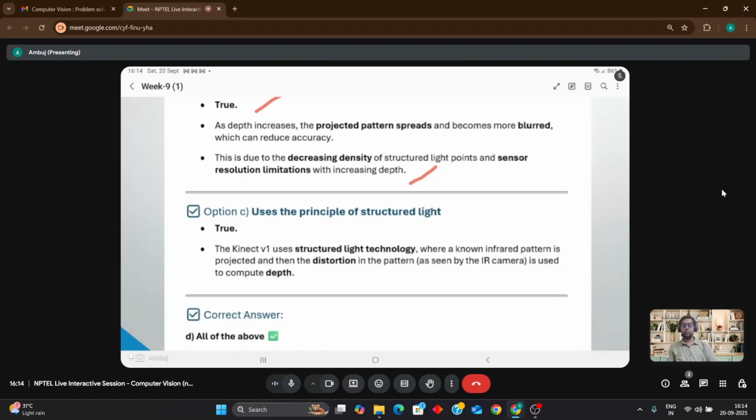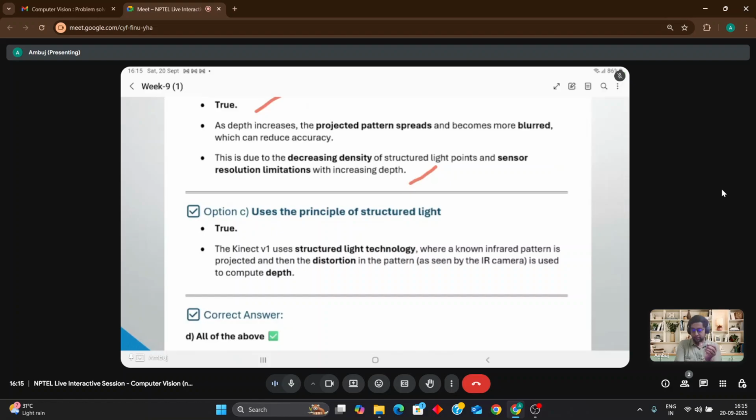Now your C option was it uses the principle of structured light. Yes, this statement is also true. Why true? Because the Kinect V1 uses structured light technology, where it uses the infrared pattern to project and then distort the pattern, as it is done in case of the IR camera, in order to compute the depth.